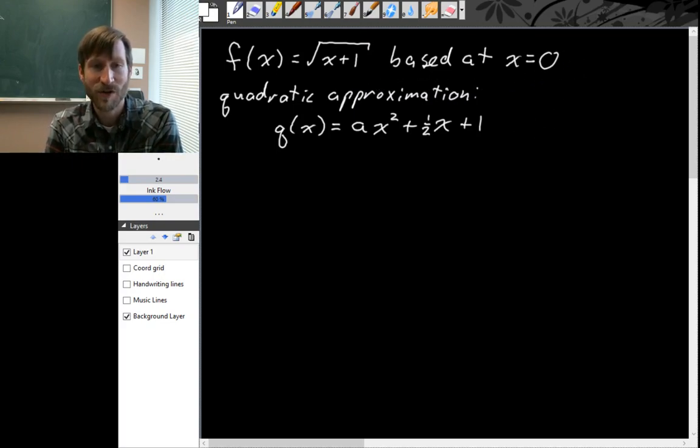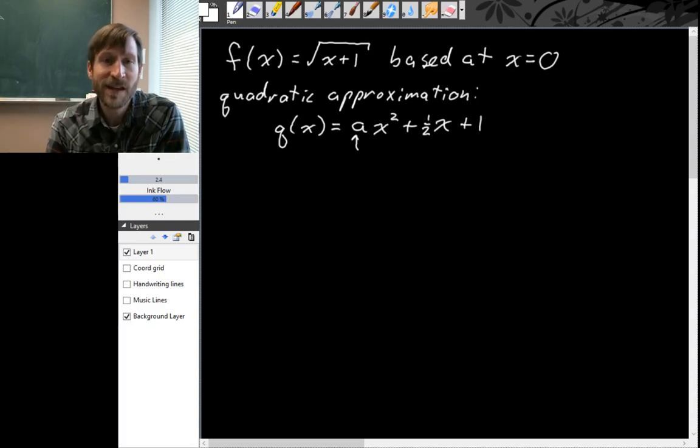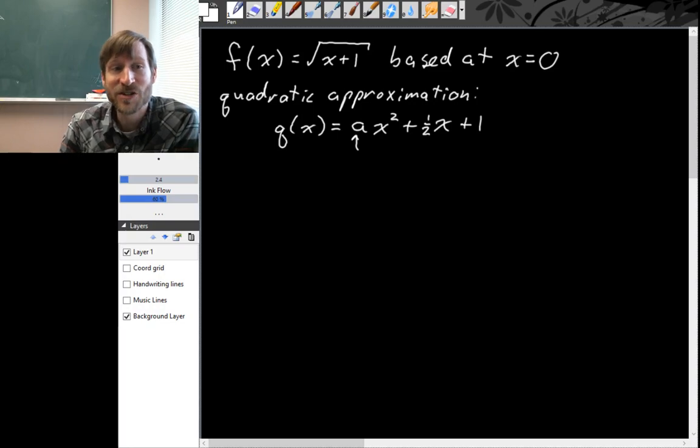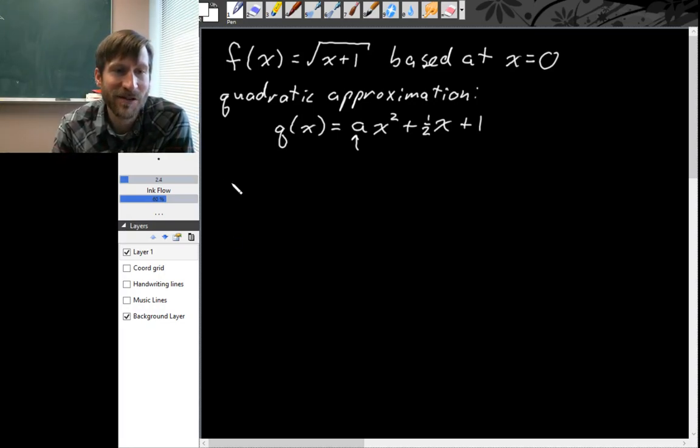And our quadratic approximation, we decided that it was going to be some number, which I'm calling a here, times x squared plus 1/2 x plus 1. And the criteria that we came up with for choosing our approximating polynomials is that derivatives of the polynomial should match derivatives of the function at the base point. So let's make a little table of the derivatives.